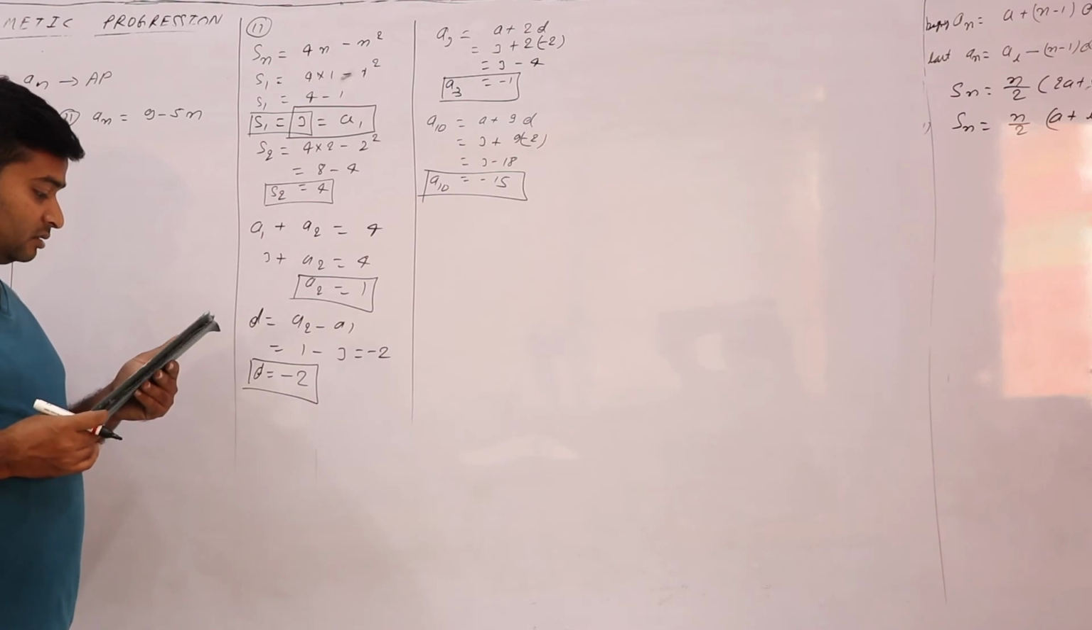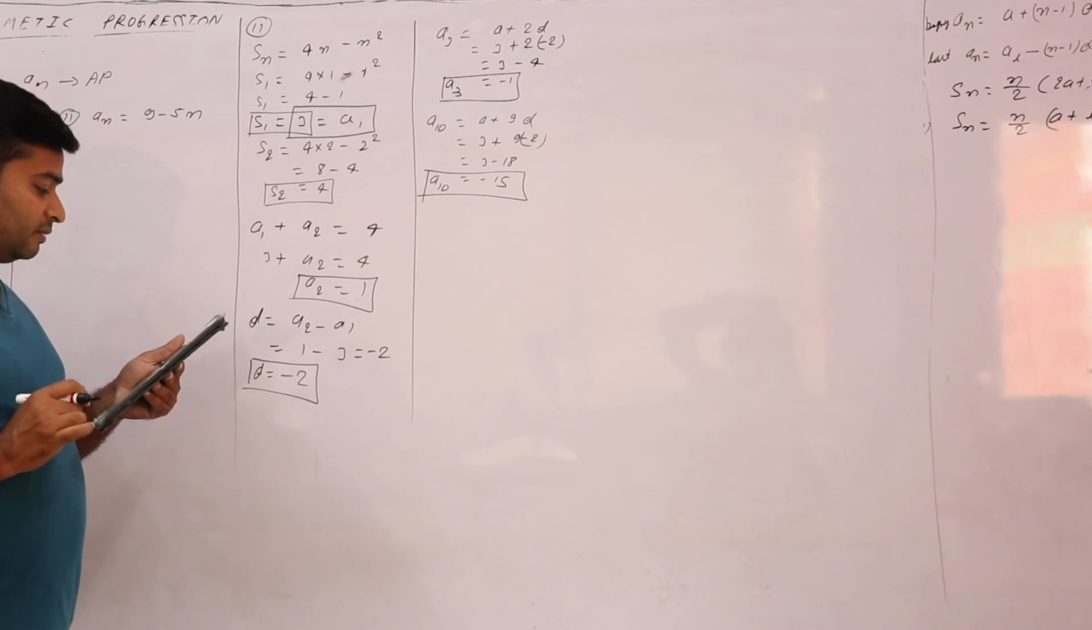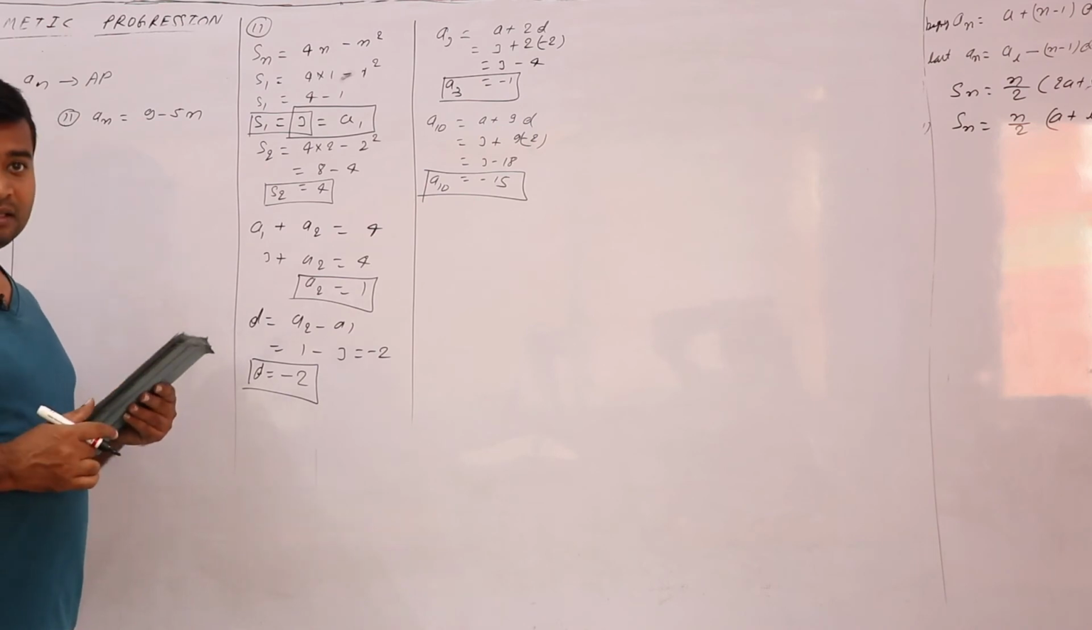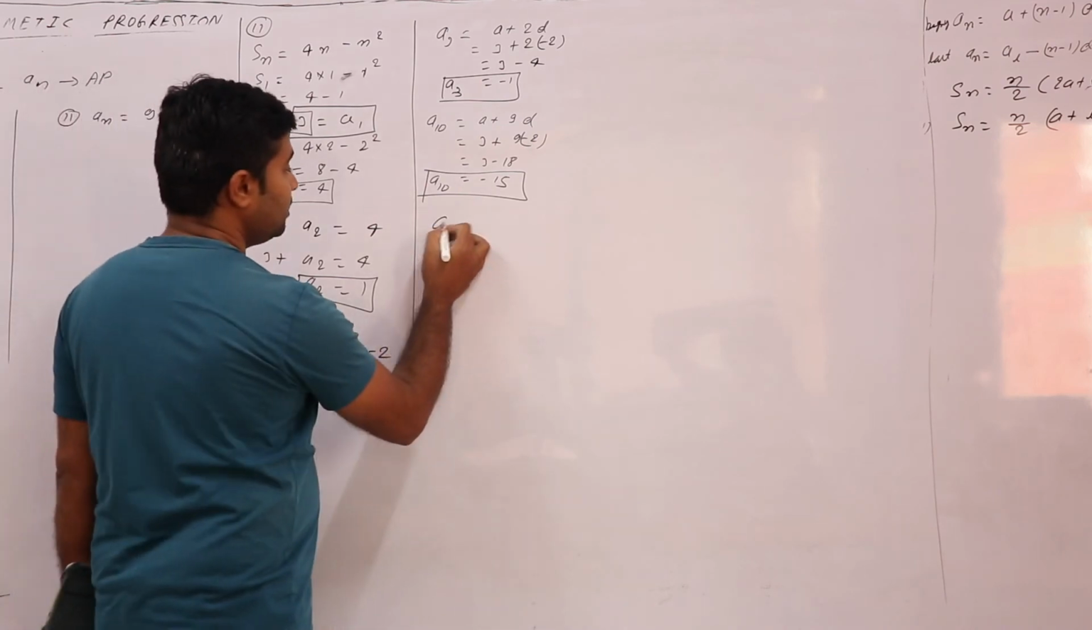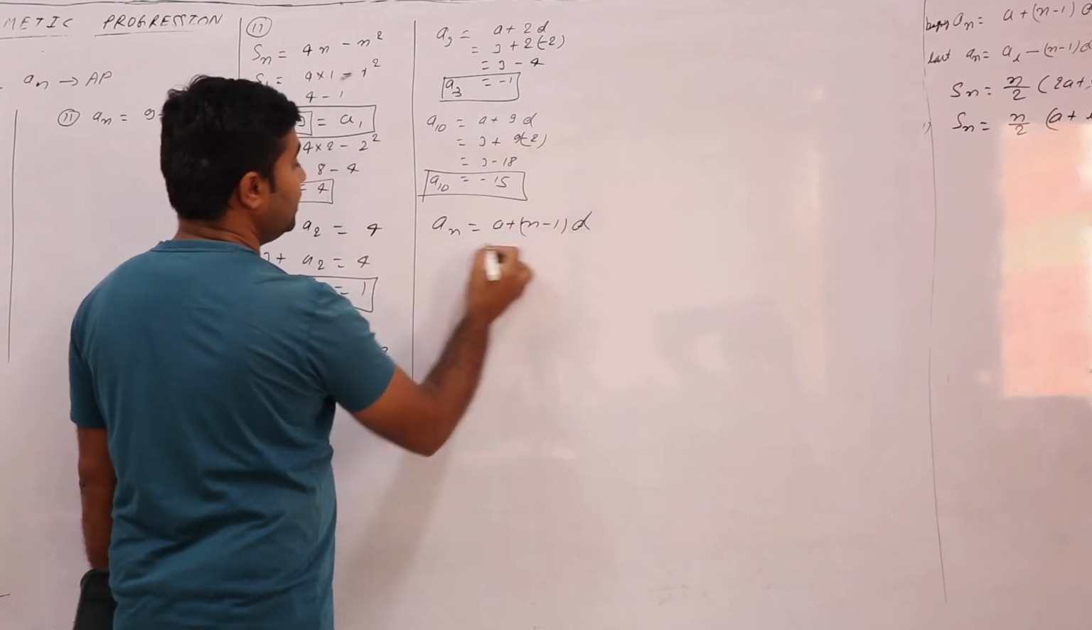18 minus 3, 15. 15 only, right? Similarly, find the nth term. A n is equal to A plus n minus 1 into D.